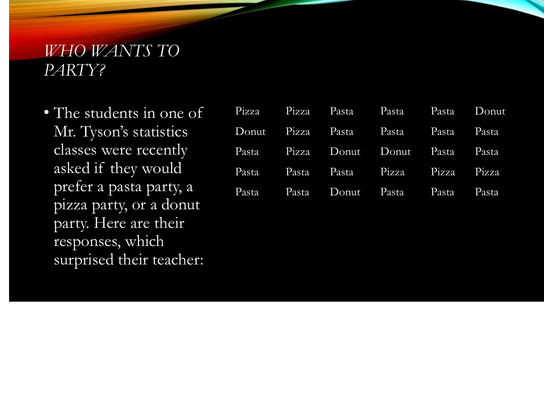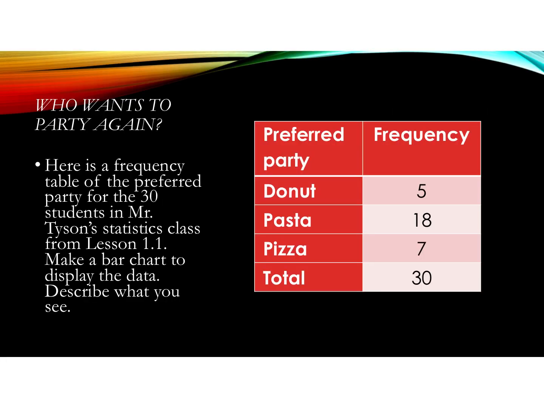Here is a frequency table of the preferred party for the 30 students in Mr. Tyson's statistics class. From lesson 1.1, make a bar chart to display the data and describe what you see.